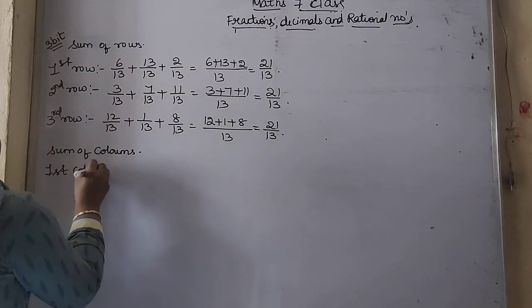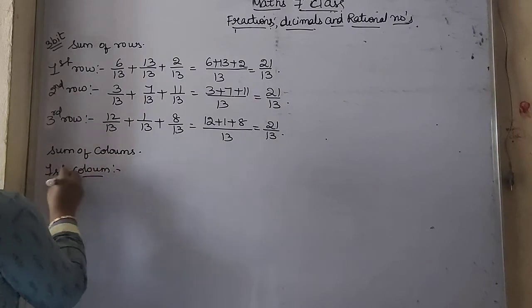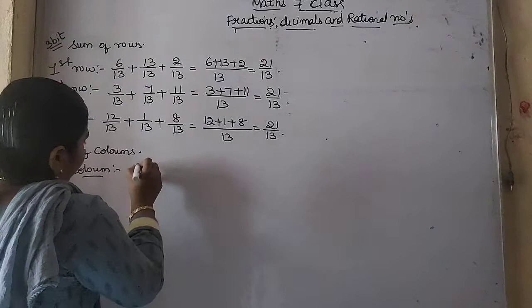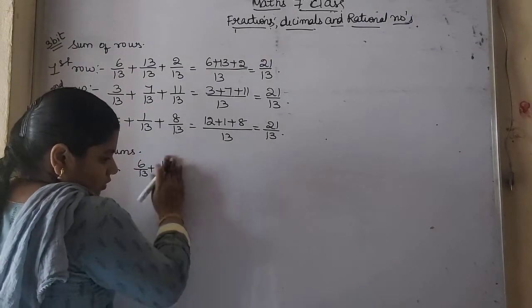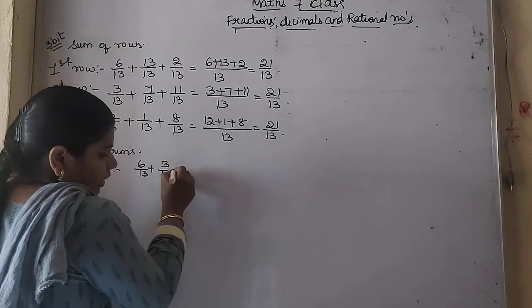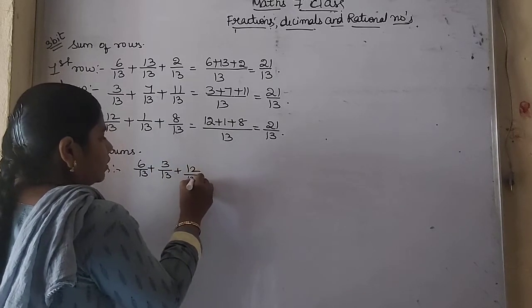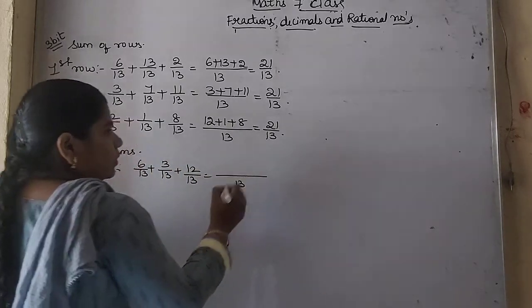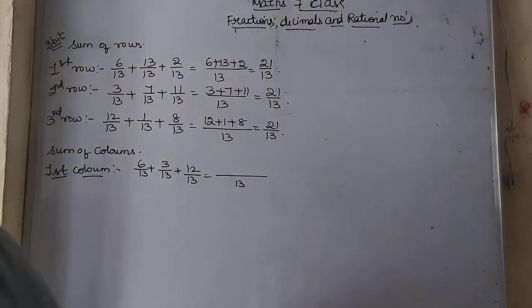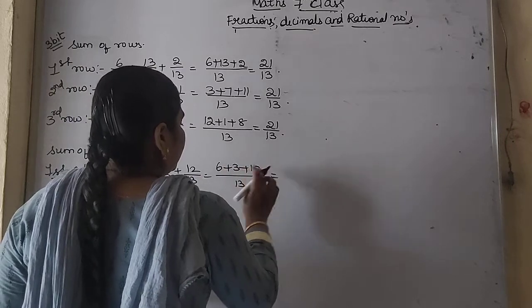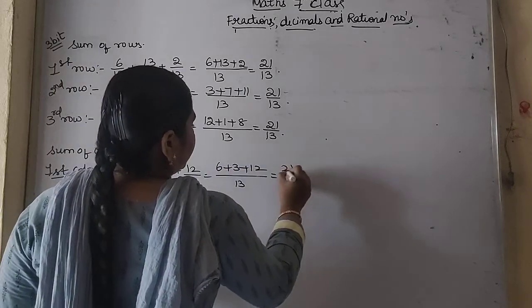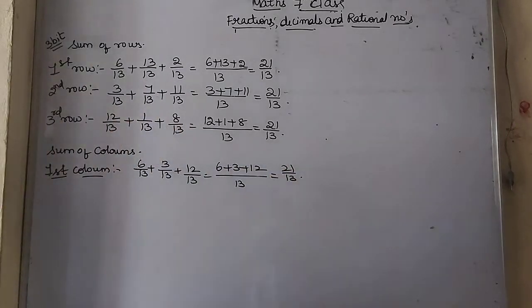First column, what is the first column? 6 by 13 plus 3 by 13 plus 12 by 13. So all the denominators are equal, so it will be 13 itself. Add the numerator values. 6 plus 3 plus 12. 15 plus 6 will be 21. So here also you got 21 by 13.